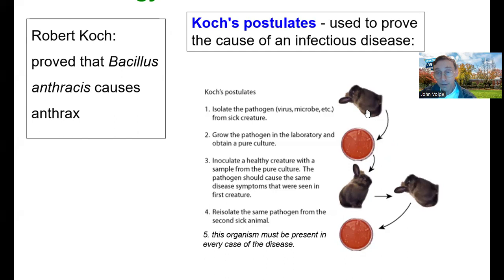And assuming that the disease symptoms are the same as the first, that's very good for showing that this microbe causes this disease. But Dr. Koch said you've got to take it one step further, and that is, from this sick bunny, you have to isolate the microbe that you injected into the bunny. And if you do that, you've fulfilled Koch's postulates, and you can say that this microbe causes this disease. Any question about any of that?